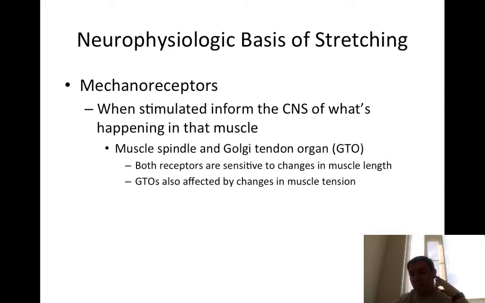So we have things called mechanoreceptors, right? When stimulated, the mechanoreceptors inform the central nervous system, brain and spinal cord, of what's happening in that specific muscle. We have two different mechanoreceptors that we talk about a lot: muscle spindles and Golgi tendon organs, or GTOs. Both receptors are sensitive to muscle length, but GTOs are affected by changes in muscle tension.